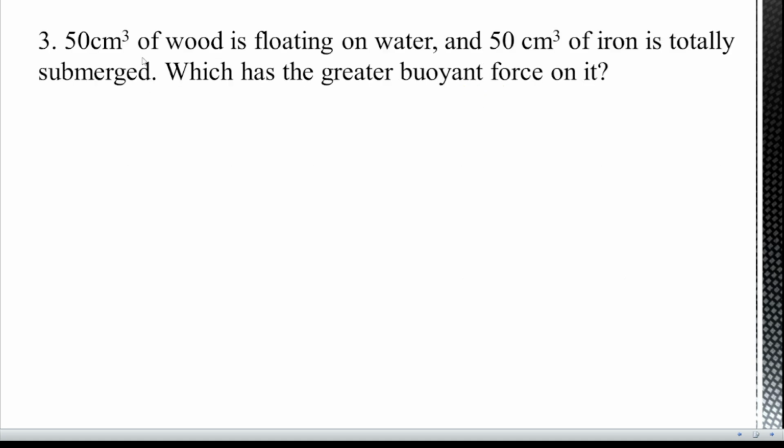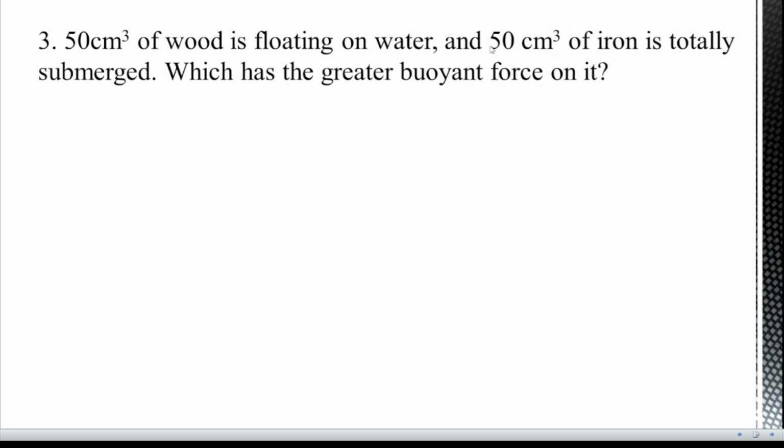Correct. Number 3 says 15 cubic centimeters of wood is floating on water, and 15 cubic centimeters of iron is totally submerged. And then we are asked which has a greater buoyancy force or upthrust force on it. Great. The wood is floating on the water. Despite the fact that the volume of the wood and the iron is the same, the wood is floating. What is the meaning of floating? Floating means part of the volume is submerged, and part of the volume is not submerged, or is out of the water. Correct.